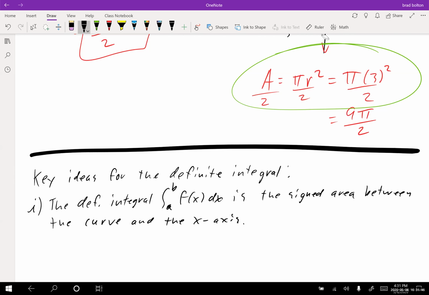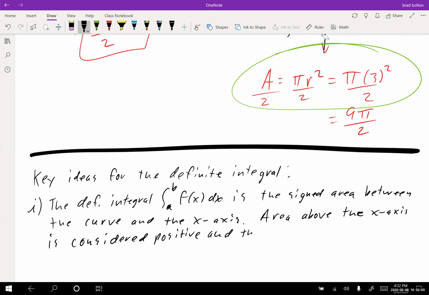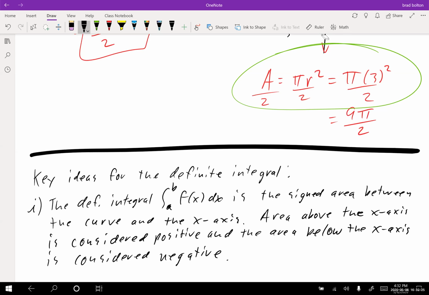So what this is telling us is that the area above the x-axis is considered positive, and the area below the x-axis is considered negative. Okay, so even though realistically you could never say, oh, I have -5 square feet, when you're talking about the definite integral, if you said you had -5 as your area, that means that there is more area below than above the x-axis. Okay, that's all that's saying.